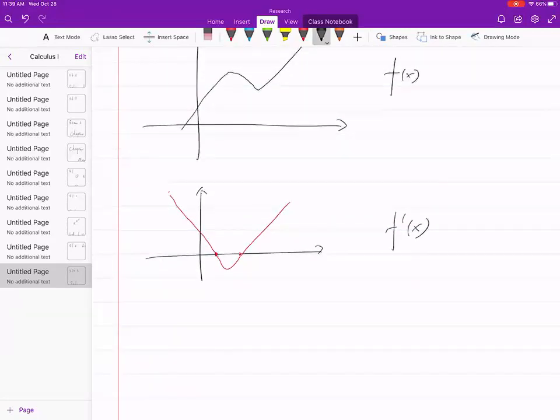All right. That's all we need to know for the mean value theorem. Any questions? Do you want to move on?